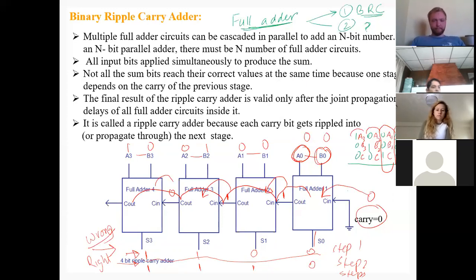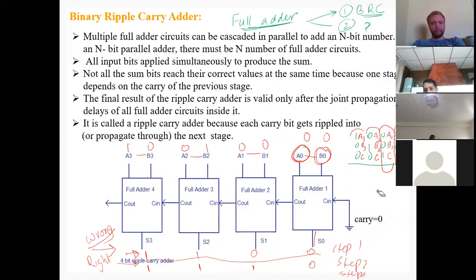Can you explain or clarify how we got the 1 for the C out between the first full adder and the second full adder? Is that just what we get when we have 2 inputs of 0? Yeah. Gotcha. That's what I thought.